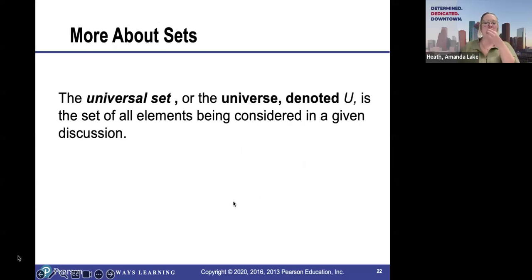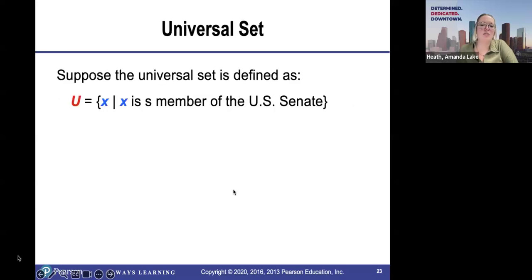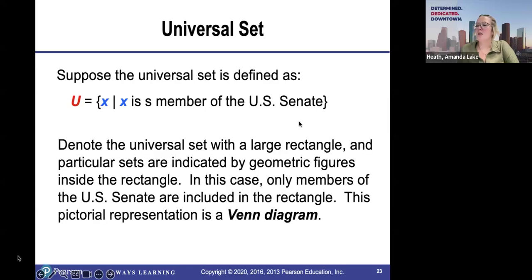All right, so the universal set, or the universe, we usually use the capital letter U to describe it, is the set of all the elements that are being considered in a given discussion. So, for example, we could have the universal set being the set of x such that x is a member of the United States Senate.